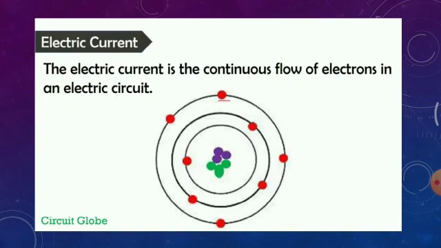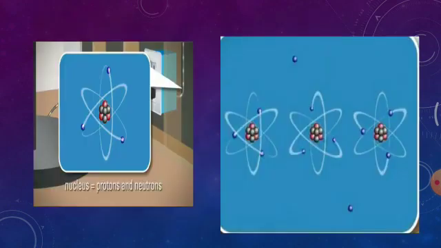Since positively charged protons are present in the nucleus, the electrons are always attracted towards the protons. So the electrons which are present close to the nucleus are very tightly bound, and the electrons which are far away from the nucleus are loosely bound. See this picture, how the electrons revolve around the nucleus. In the nucleus of an atom, protons and neutrons are present, but electrons revolve around the nucleus.